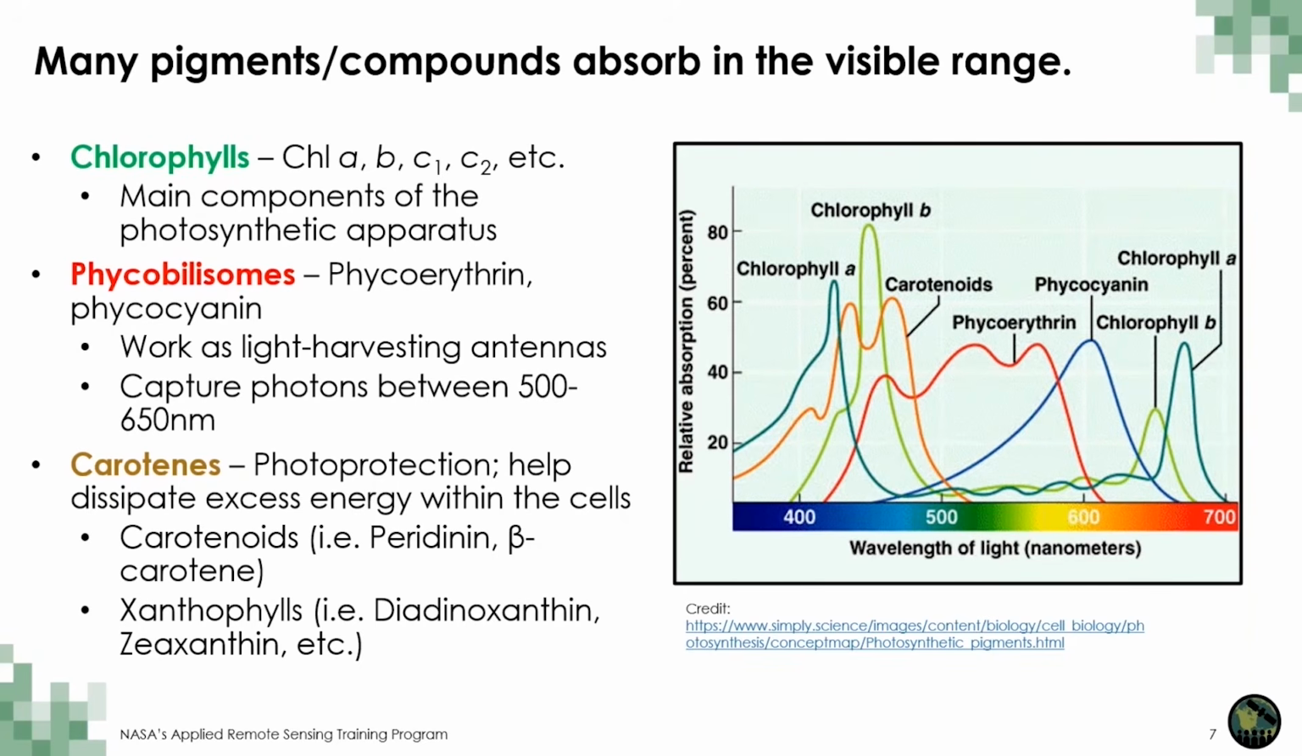First, as most of you know, most photosynthetic organisms have chlorophylls. Depending on the organism, they may have chlorophyll A, B, C, C2, etc. And these are the main components of the photosynthetic apparatus. On the right, we see a graph of where some of these pigments absorb. You see that the chlorophylls in particular usually absorb in the blue and the red region of the spectrum. This is why, for instance, most plants are green.